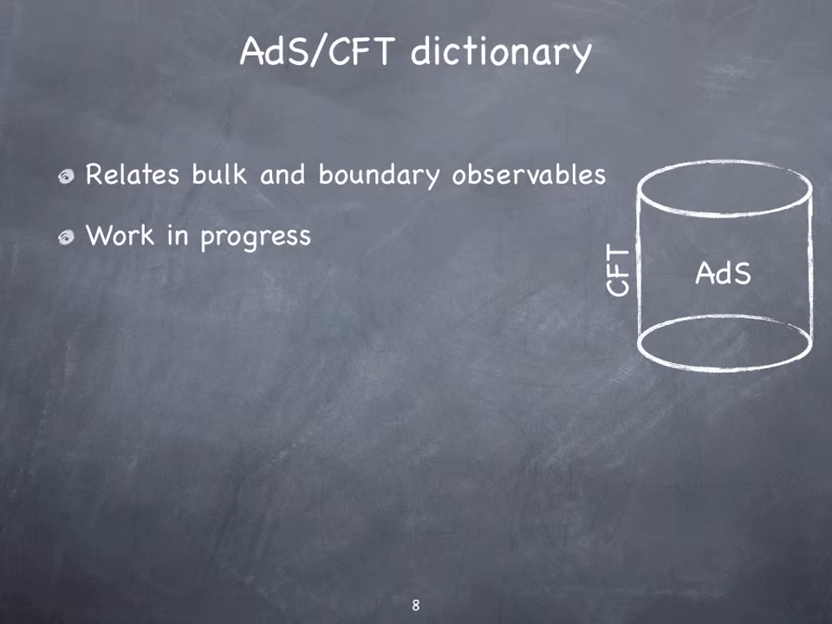Now it's important to say that this is really a work in progress, to establish this dictionary. It is not known completely. In fact, many things are missing there. And if you look on the arXiv, then continuously you find new papers explaining new entries in this dictionary, so how to compute things in the same way on the boundary and in the bulk.